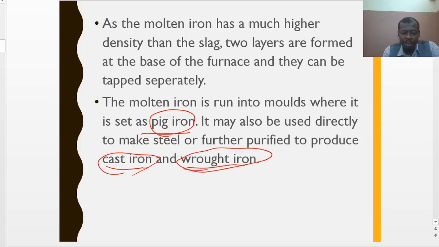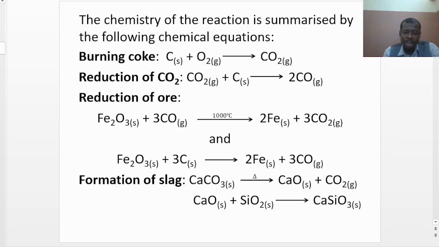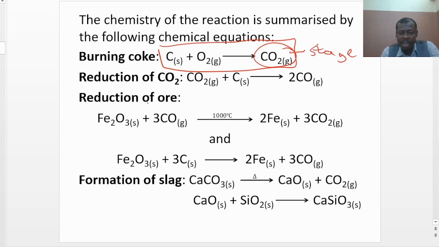Here we have a summary of the whole equation of the extraction process. As you can see on the screen, this summarizes the chemistry of the whole extraction in the furnace using iron. The first thing is the burning of coke. We can see coke reacting with oxygen to form CO2. That's stage 1. The second stage is the reduction of the CO2 to CO. Our carbon dioxide reacts with coke to form carbon monoxide, and that's stage 2.